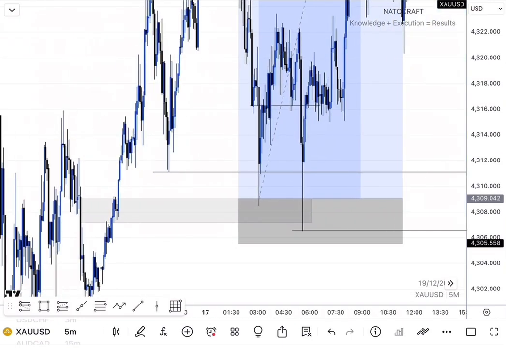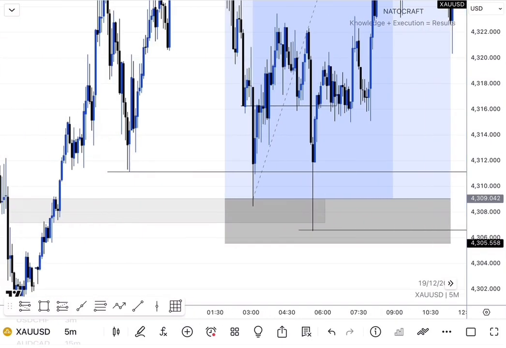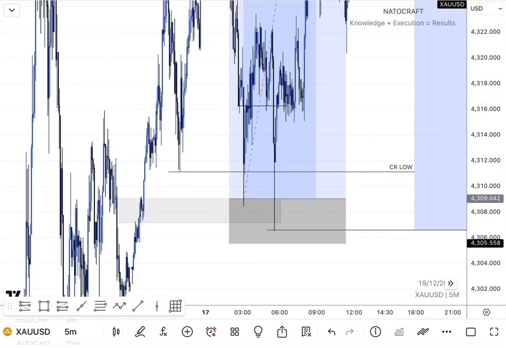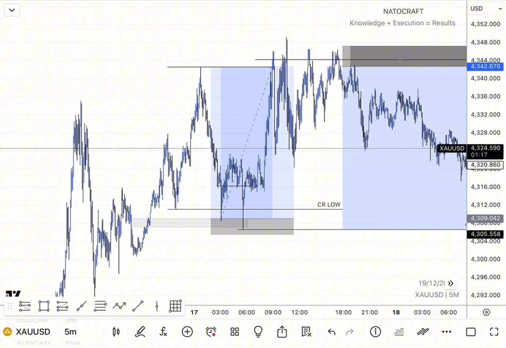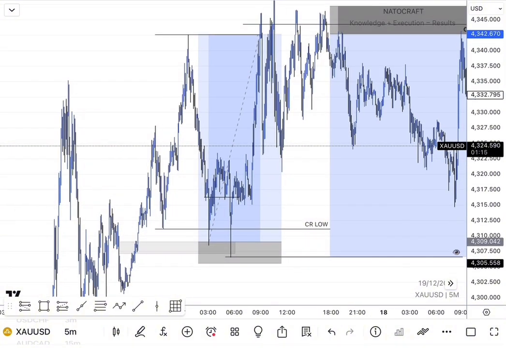This was the order block on the 5 minutes. So this was my candle range low, as you can see. Immediately price swept the candle range, came into my order block and we started pushing up to TP. It's that simple.